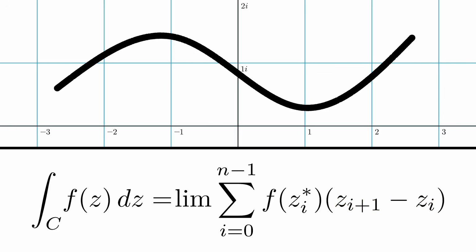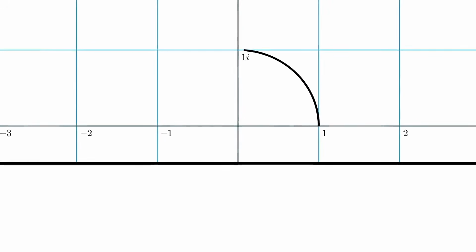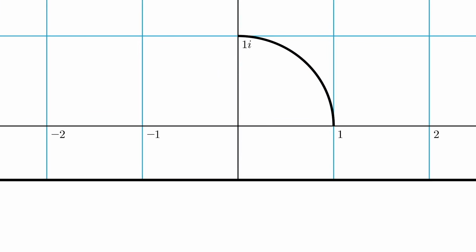Here, I want to visualize this happening for the integral of 1 over z along this quarter circle, traveling from a start point of 1 to an endpoint of i. I'm going to break this quarter circle into 3 segments and label the start and end point of each segment. Let's focus our attention on what happens in the second segment here, which starts at root 3 over 2 plus 1/2 i, and ends at 1/2 plus root 3 over 2 i.